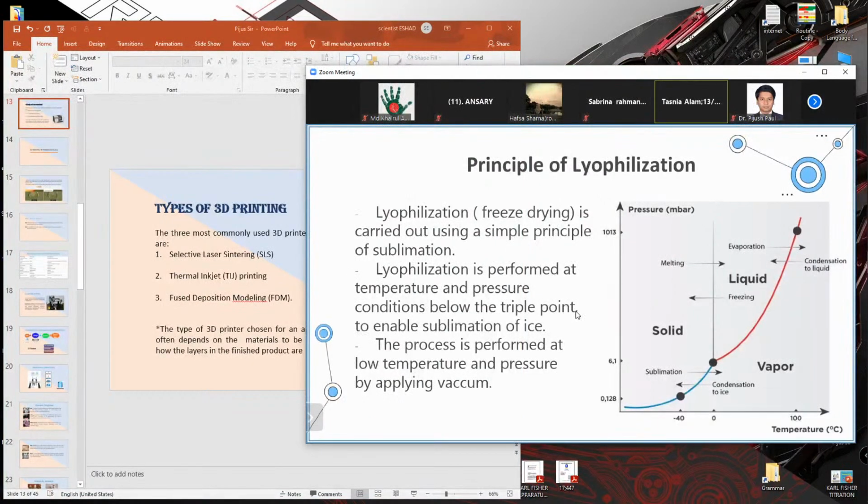My honorable teacher and my classmates, Assalamu alaikum. Myself, Tasnia Alom, class roll 13, exam roll 443. Our presentation topic is 3D printing and lyophilization. Now I am discussing the principle of lyophilization.